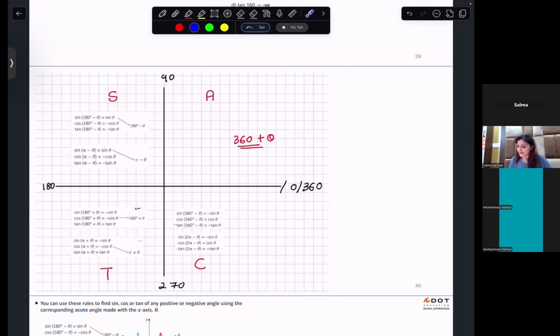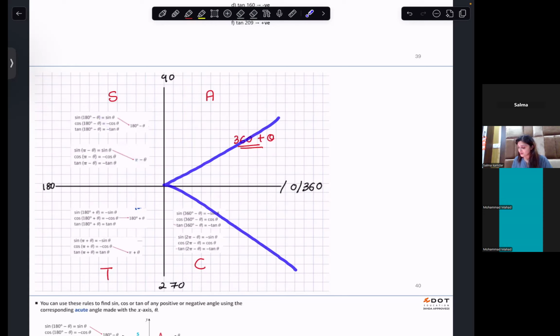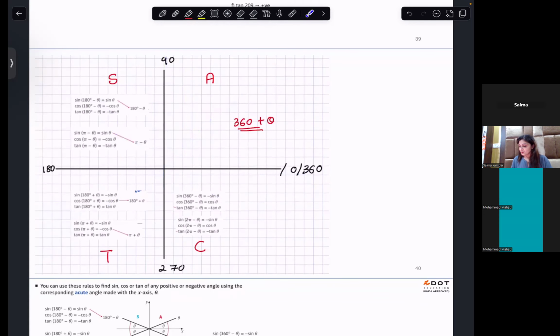So whenever you're finding equivalent angles, use the acute angle with the x-axis having the same signs. Positive, positive. Suppose it's for sine, so it is going to be like this. Suppose it is for cos, so it is going to be like this. And for tan, it's going to be like this. Sine is across the y-axis, cos is across the x-axis, and tan is diagonal, and you always start with the first one. I hope you're with me.